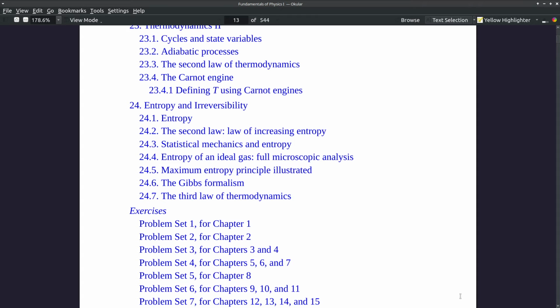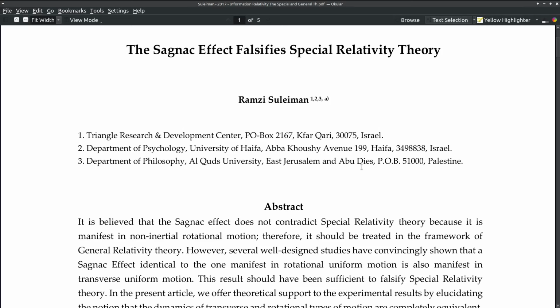Tonight, though, we are going to deviate from that a little bit, and we're going to read a paper that was shared with us, and then we're going to get back into the physics textbook. We're on chapter 4 of Shankar Physics 1, but first we're going to read this paper from Ramzi Suleiman, as well as some co-authors.